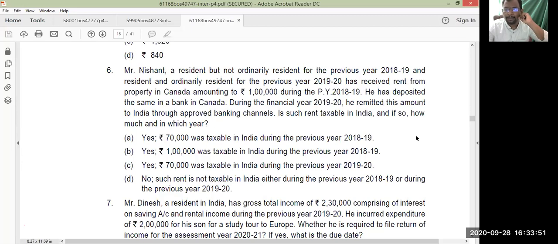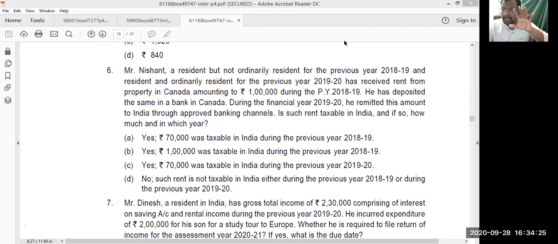See, first of all, the taxability doesn't arise with respect to previous year 1920. So forget about 1920 because it is not the income relating to 1920. It is an income relating to 1819. In 1920, you brought it into India. You have not received that income during the year 1920. So forget about taxability during the previous year 1920. Think about taxability during the previous year 1819.